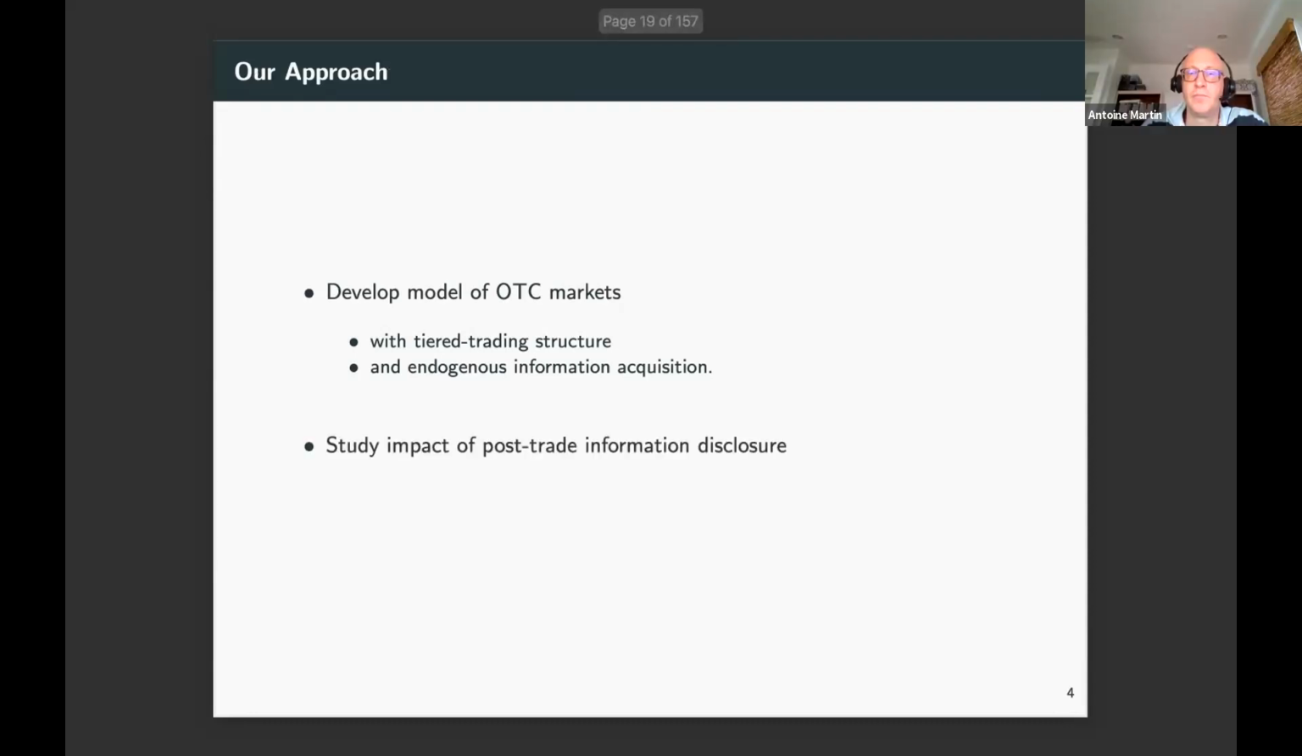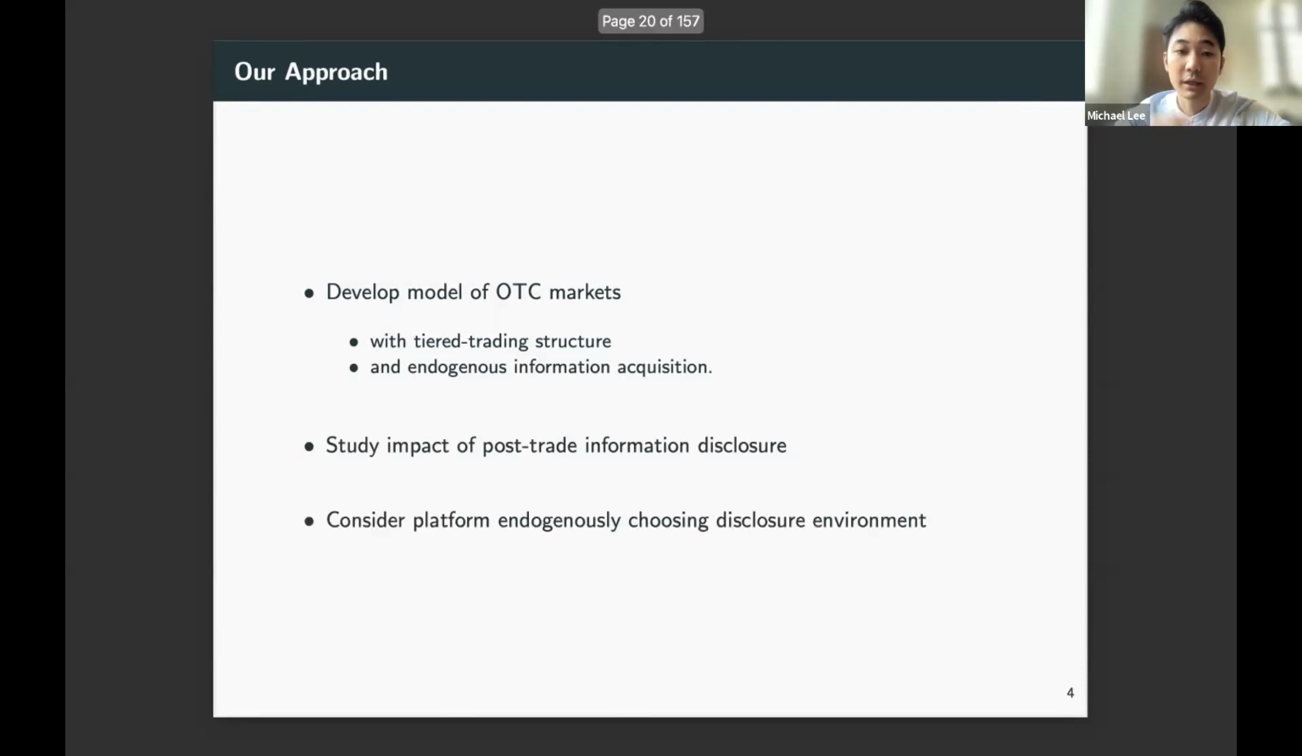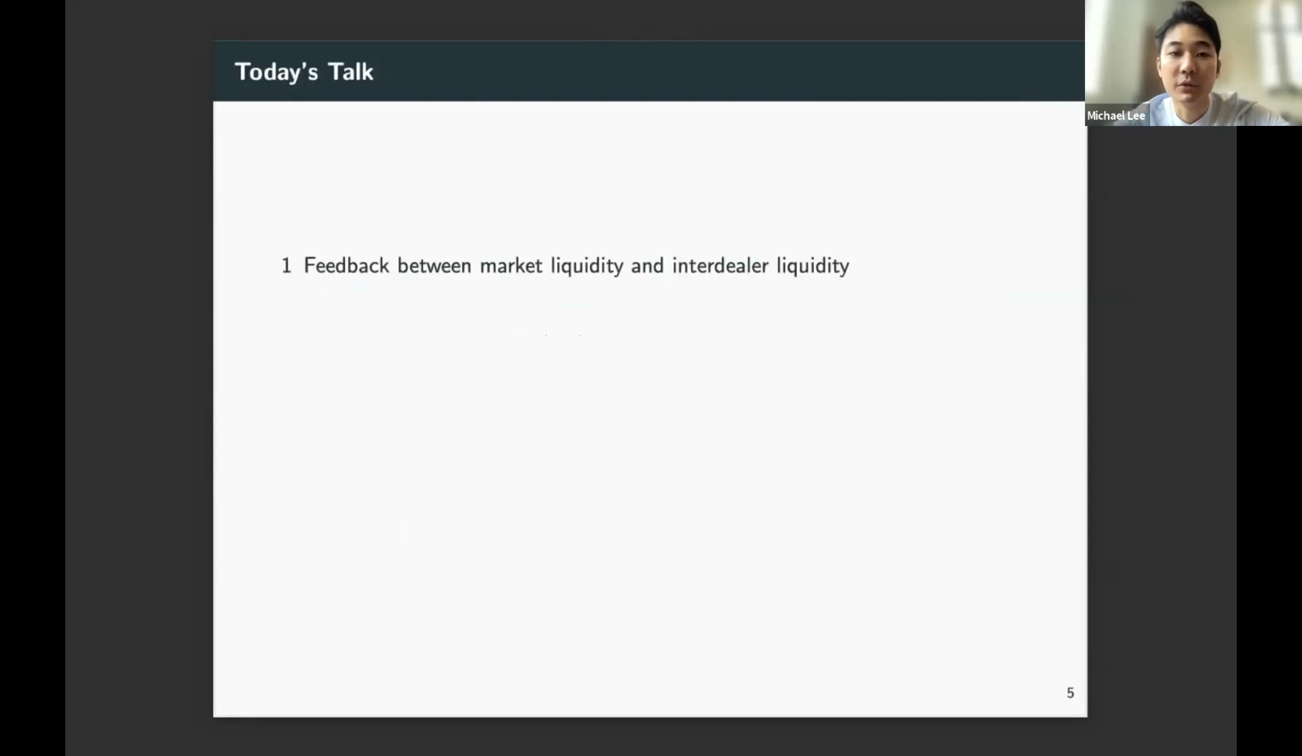Now, on top of that, we want to study the impact of post-trade information disclosure, and we want to consider this interaction between the information acquisition motives of the individual dealers and also how this disclosure environment may affect that as well. Now, the final and ultimate question we want to consider is what happens when we have a strategic platform that endogenously chooses this disclosure environment. What would they want? What kind of information environment would they want to induce?